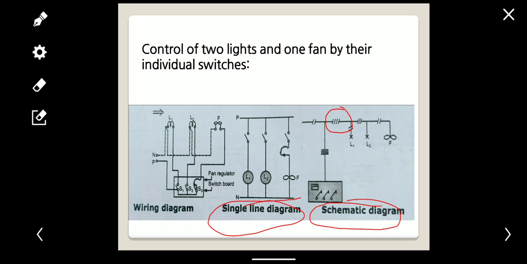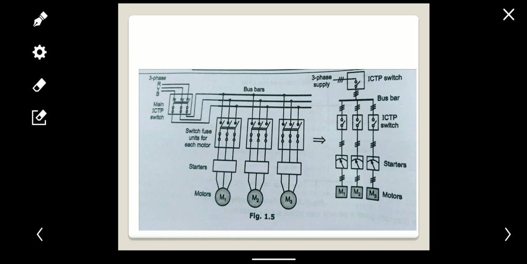This dash represents how many wires run from the switches to a particular load. If the wires are 2, then 2 lines are taken. If wires are 3, then 3 lines are taken. Here, from the switch to lamp 1, 4 wires are running. Then from L1 to L2, 3 wires are running, and from L2 to F, 2 wires are running.